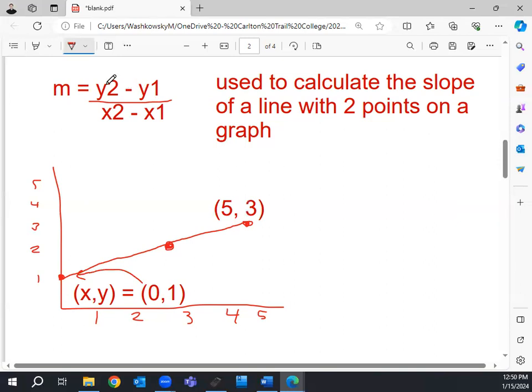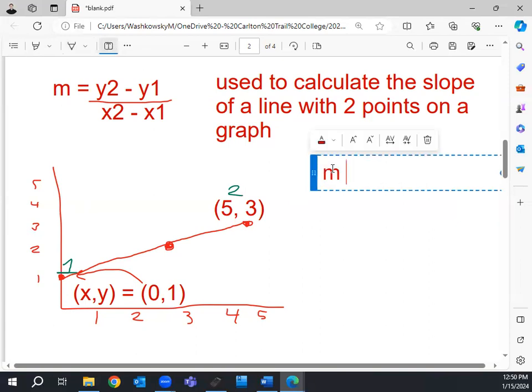Now, my question for you is, okay, I have 2 y's and I have 2 x's, but which one's the first, which one's the second? Well, as you read it from left to right, that's how you figure out which one's your first and which one's your second. So I can see that these are my 1s right here, and then these would be my 2s. Now all of a sudden I have a y2, a y1, an x2, and an x1. All I now need to do is substitute that in. So now my slope of this is y2, which is the 3, subtract y1, which is the 1, all divided by x2, which is the 5, subtract x1, which is the 0.